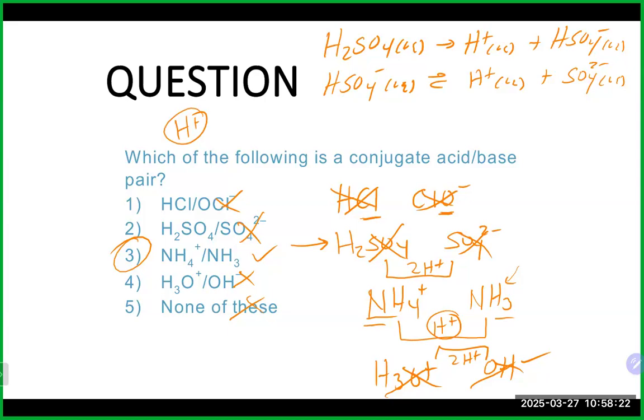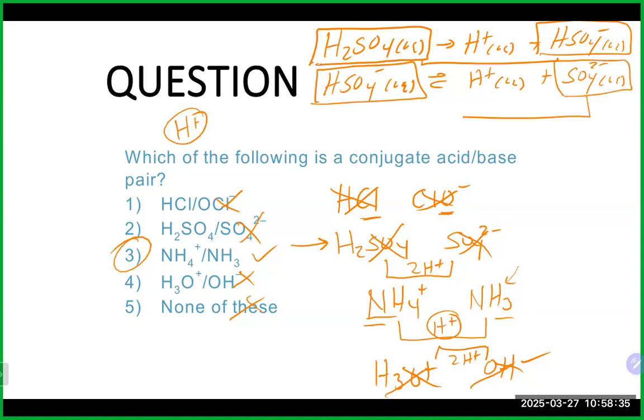Now, that is why if we take this guy and this guy, they are partners. The difference there is only one H plus. If you take this guy and sulfate, they are partners as well. But if you leapfrog from there to there, they are not partners, because again, it's now a two-step difference along the way. Any questions on that there?